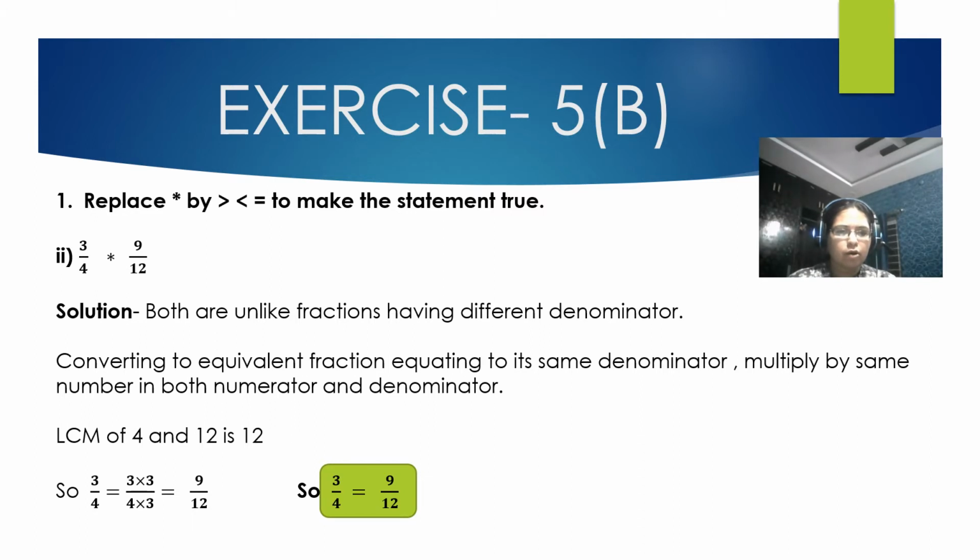So when we have to convert the fraction into equivalent fractions, equating the same denominators, multiply the same number with both numerator and denominator, then the fraction that we get is the equivalent fraction of that fraction.